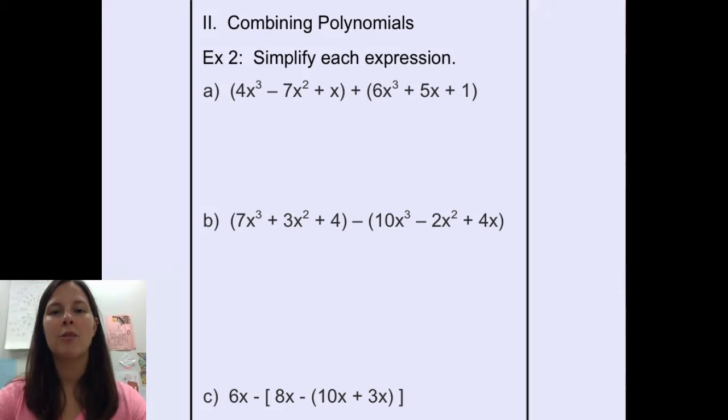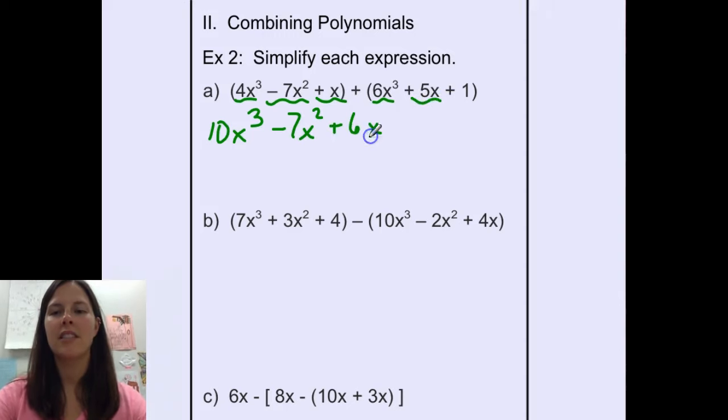Adding and subtracting polynomials you should be familiar with. I like to find the one with the highest power first and combine those. What happens is my answer will automatically be in standard form. -7x squared does not have any like terms. x plus 5x gives us a total of 6x plus 1.